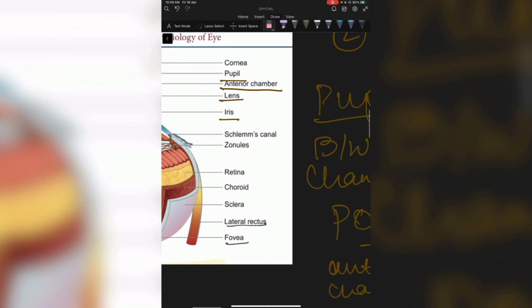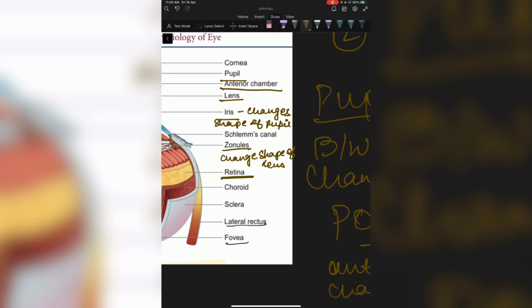So basically, zonules change the shape of the lens, and the iris changes the shape of the pupil. This is important, because if the shape of the pupil is changing, then we will say that the iris is changing it. But if the shape of the lens is changing, then we will say that it is being done by the zonules.